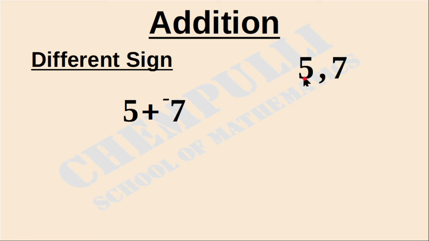Okay. Then you have to do subtraction. That is, you have to find the difference of these two numbers. Difference means big number minus small number. What is, in this case, big number minus small number? We will get 2. 7 minus 5. What is the answer? 2. Okay. The next thing you have to check here in this case: which is the big number? 5 or 7? We know 7 is the big number.